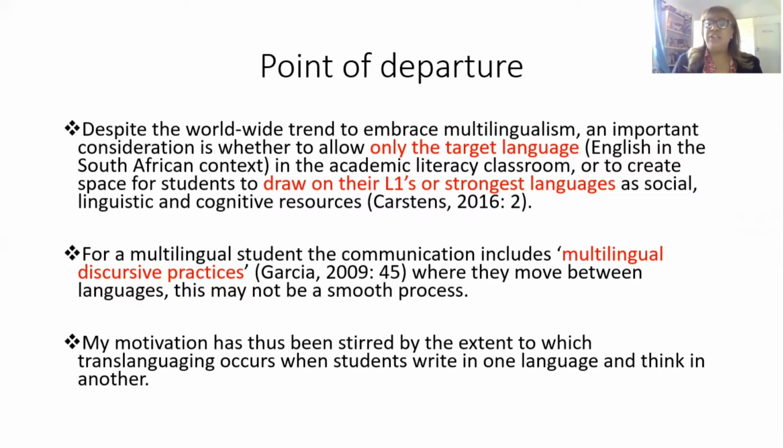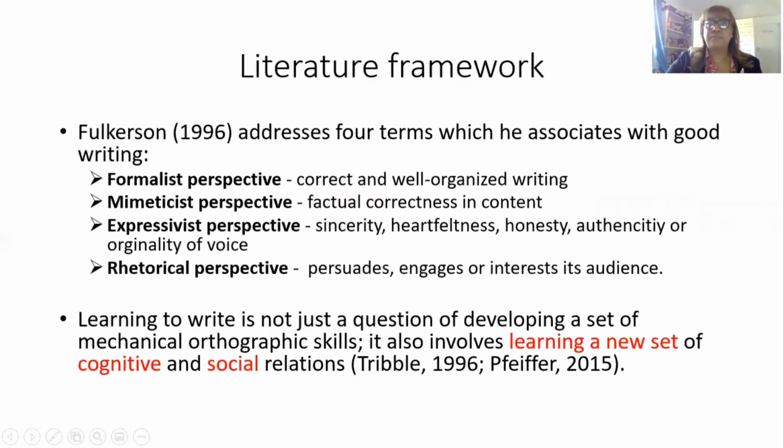So my motivation for embarking on this study was stirred by the extent to which translanguaging occurs when students think in one language and they write in another.